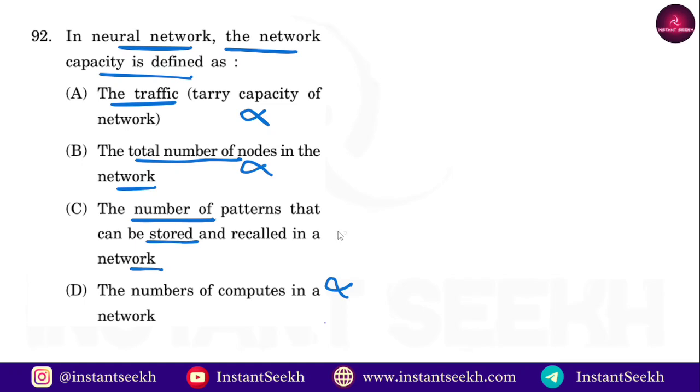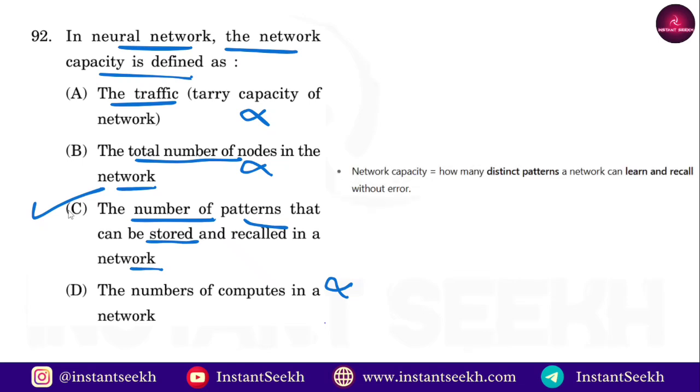Okay, so the number of patterns that can be stored and recalled defines the neural network capacity. So your option C is the right answer, that is the number of patterns that can be stored and recalled, or you can say the network's ability to memorize the input and output mappings. Network capacity is basically how many distinct patterns can be learned and recalled, or you can say memorized. So option C is the correct answer for this particular question. Let's move on to the next question.